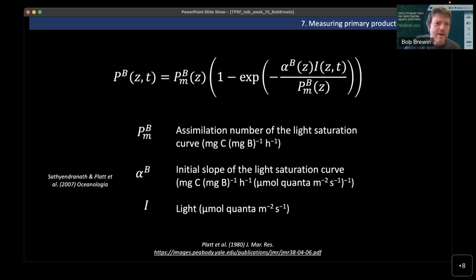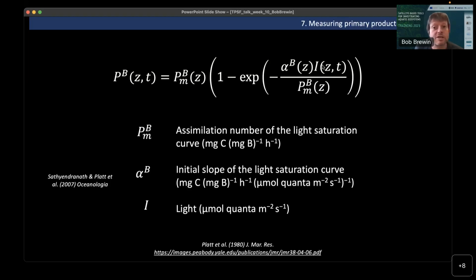Okay, so one thing to bear in mind is that many of these parameters and variables vary with time and with depth. To keep things simple in this example, our PB max is varying with depth here, and so is our alpha B, and our light irradiance is varying with depth and time here.